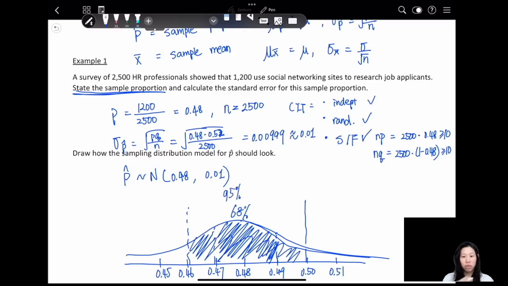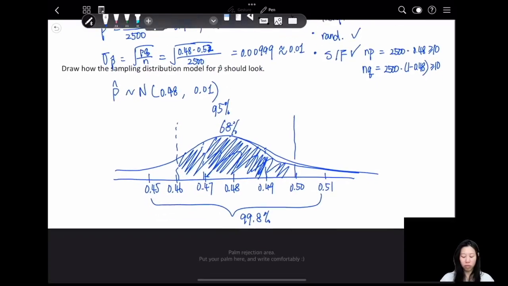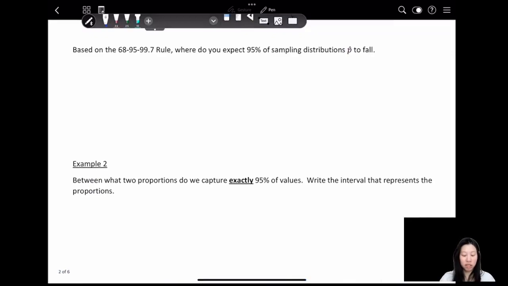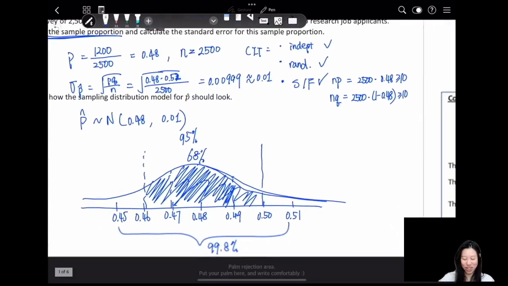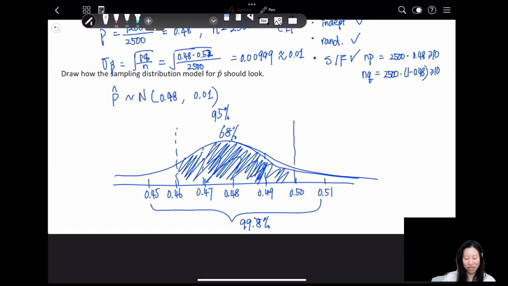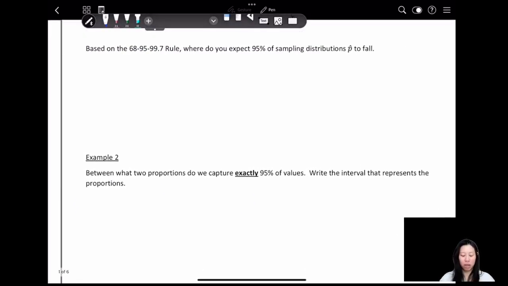95% of the total area. And within three standard deviations, we have 99.7% of the area. Okay, so based on 68, 95, 99.7, oh my god, I remembered the wrong number. This is 99.7, by the empirical rule. Okay.